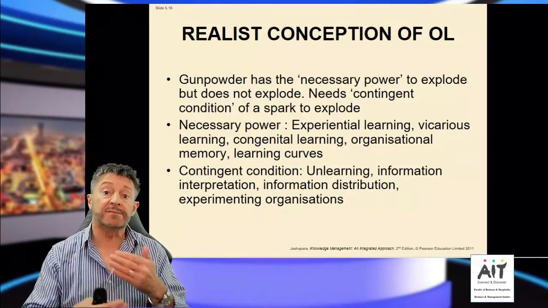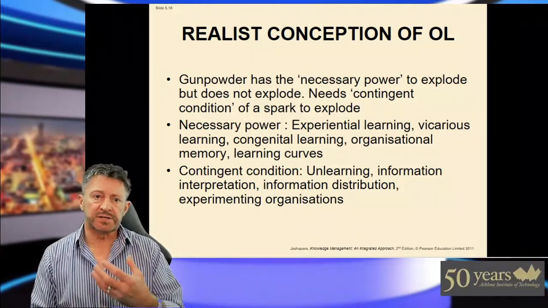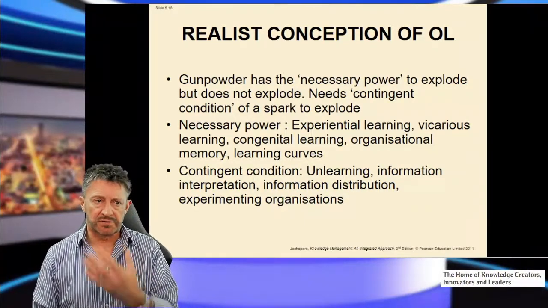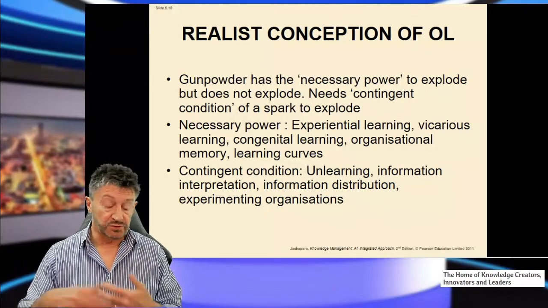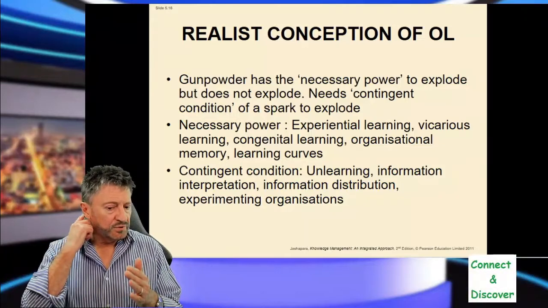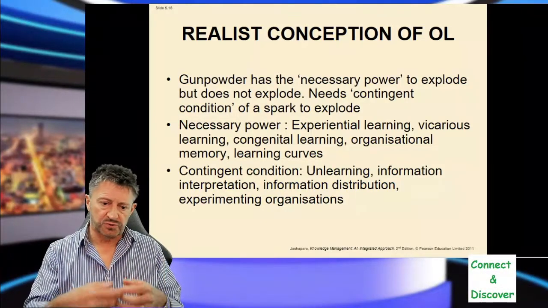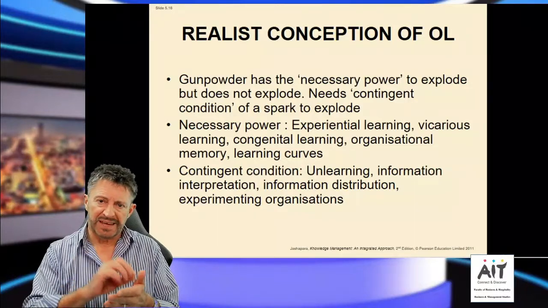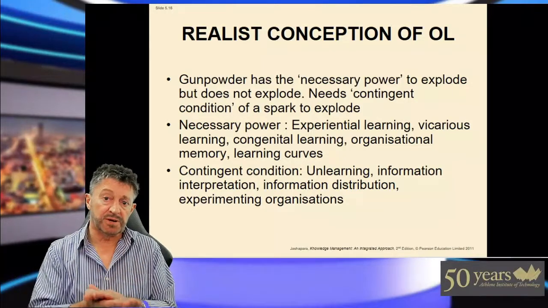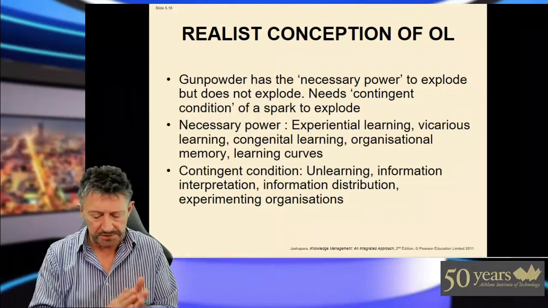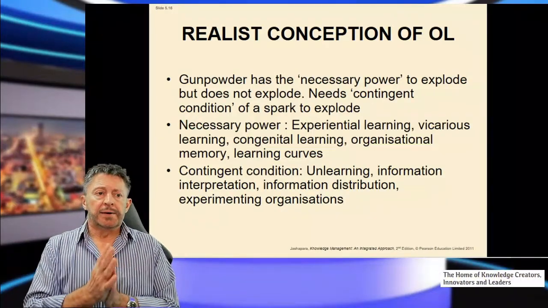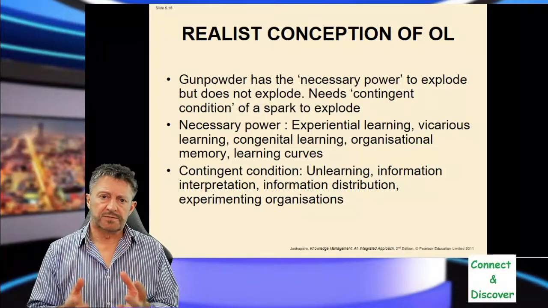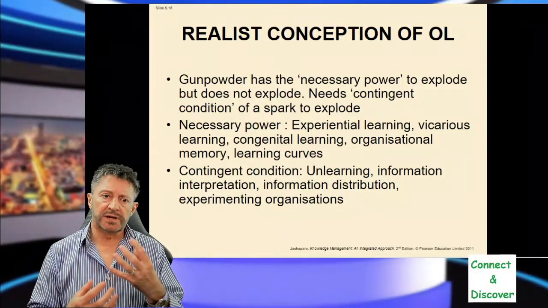So when you have the right environment, you have the necessary power: experiential learning, vicarious learning, congenital learning, organizational memory, and learning curves. When we go into a new job, for example, in a learning curve, we get introduced to a way of doing things, a process, and so on. And over time, we get better and better at doing that. We might improve it. That's a learning curve. It's as simple as that.